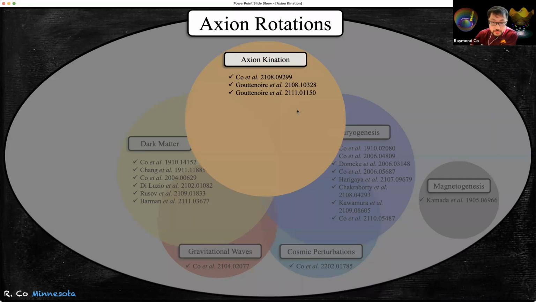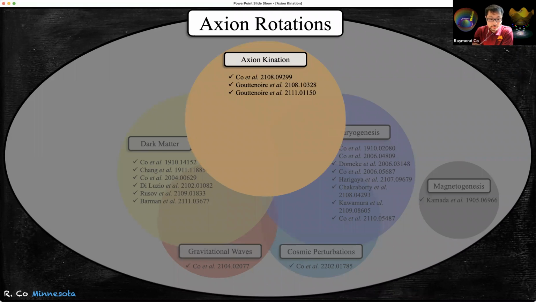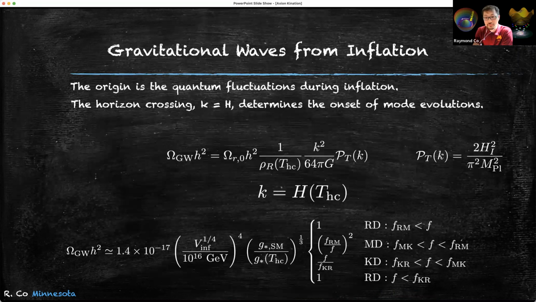All right, so that's it about axion kination. So let me now talk about gravitational wave signatures because of axion kination. So there are two types of gravitational wave that we will briefly consider in this talk. One of them is gravitational waves from inflation. The origin of this gravitational wave is the quantum fluctuations of the metric during inflation. And this is a standard way people look for high-scale inflation.